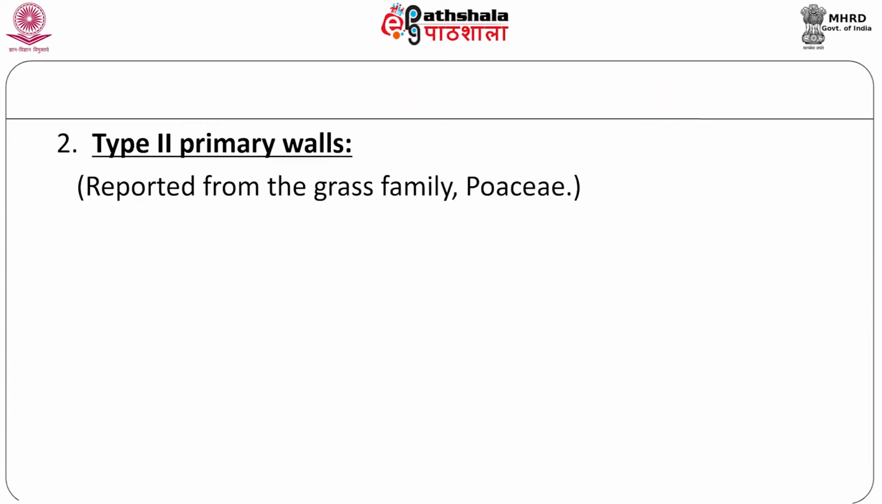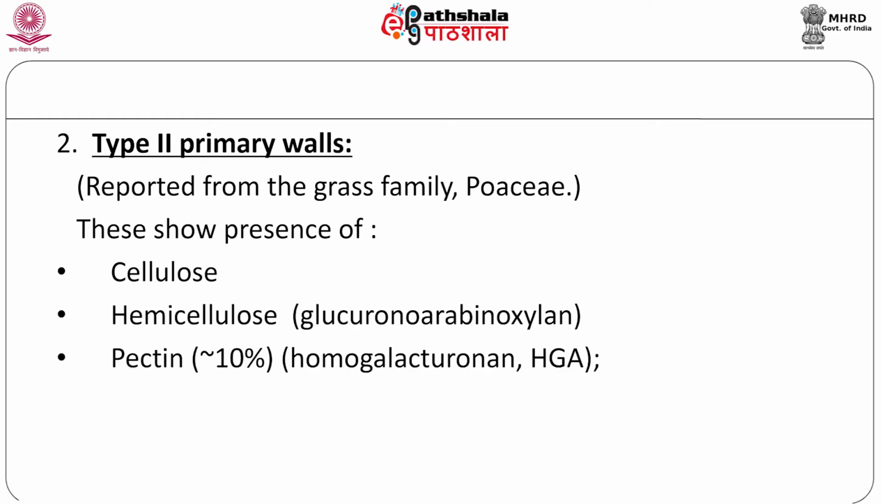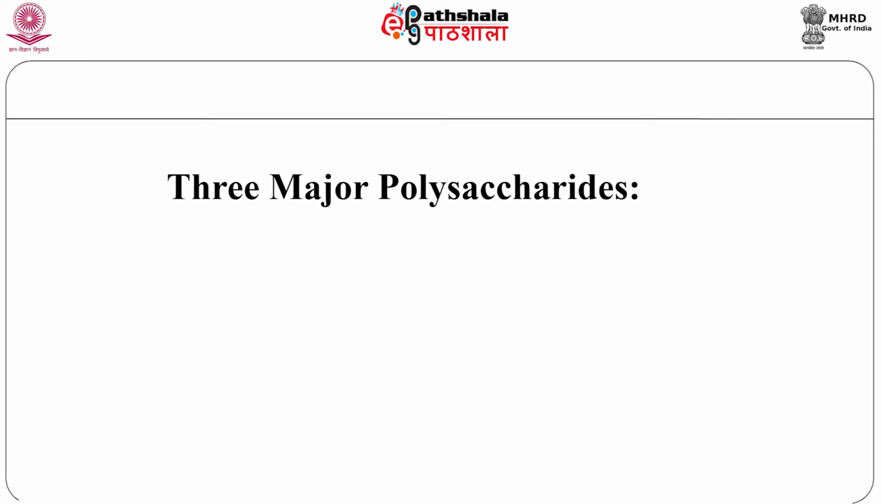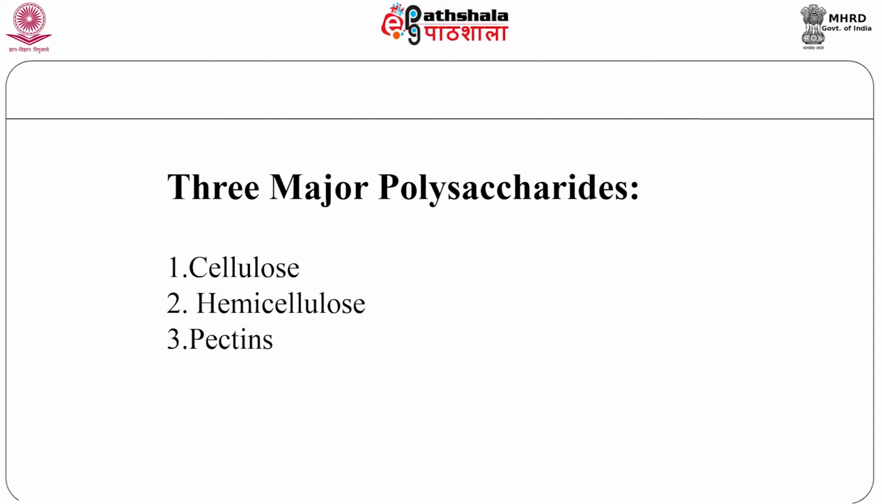Type 2 primary cell wall is reported from the grass family Poaceae. This shows presence of cellulose, hemicellulose, pectin approximately 10%, homogalacturonan HGA, rhamnogalacturonan RG1 and RG2. There are three major polysaccharides. The cell wall is made up of three major polysaccharides, that is cellulose, hemicellulose and pectins.